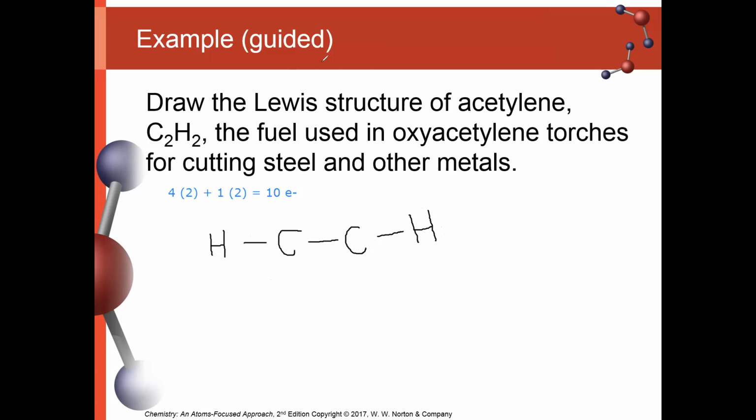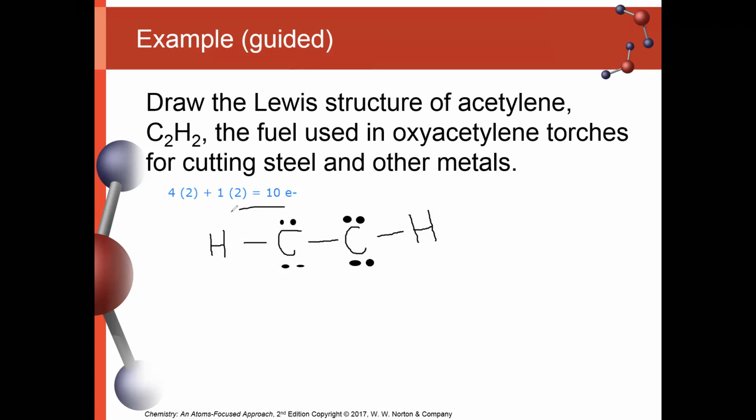Now, if I fill in my dots for the carbons to get them to 8 electrons, I would need 4 dots on each carbon. I had 4 electrons from the bonds, 2 from this one, 2 from that one, which means that this carbon would need 4 more to get to 8. And the same deal for this carbon. This carbon had 2 here and 2 here, so that's a total of 4. It needed 4 more to get to 8.